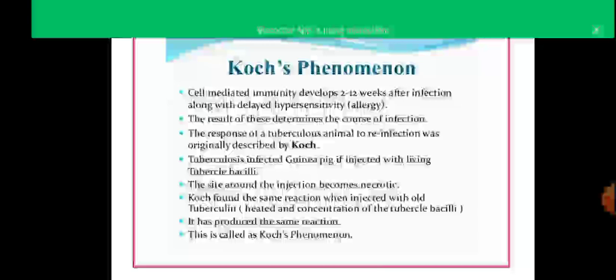The Koch phenomenon: cell-mediated immunity develops 2 to 12 weeks after infection along with delayed hypersensitivity, which is called allergy. The result of this determines the course of infection. The response of tuberculosis-infected animals to reinfection was originally described by Koch. In a tuberculosis-infected guinea pig, if injected with live tubercle bacilli, the site around the infection becomes necrotic. Koch found the same reaction when injected with old tuberculin, heat-killed concentrate of tubercle bacilli, which produced the same reaction. This is called the Koch phenomenon. This is the way the infection affects animals, and humans also have the same infection.